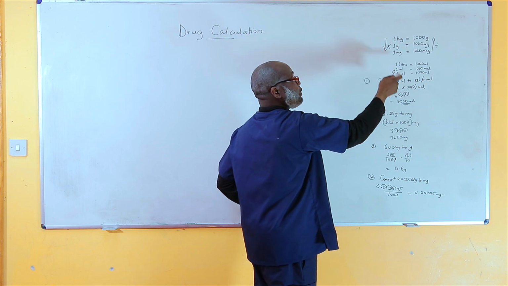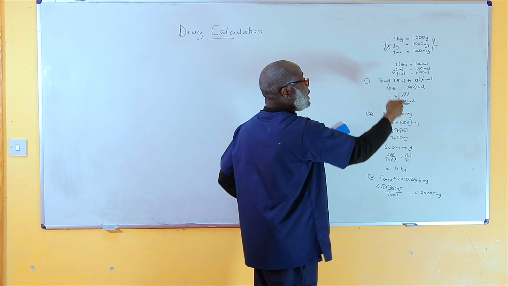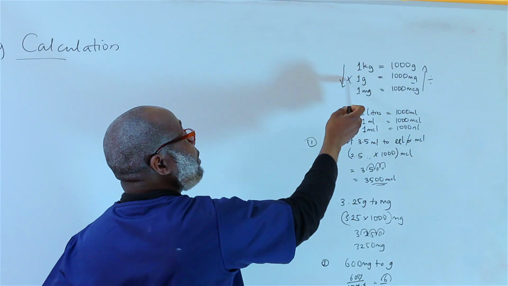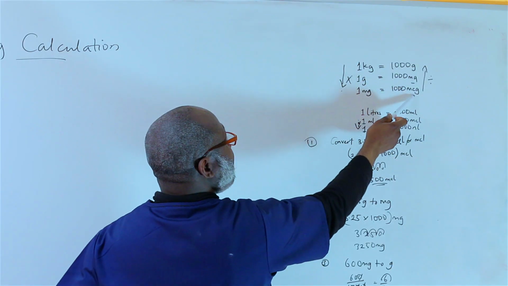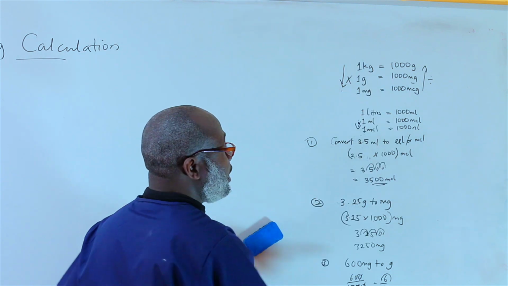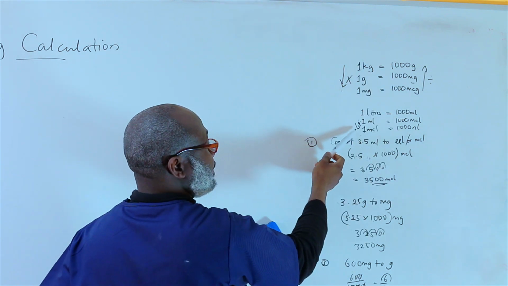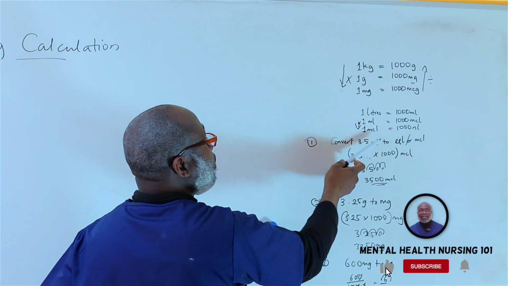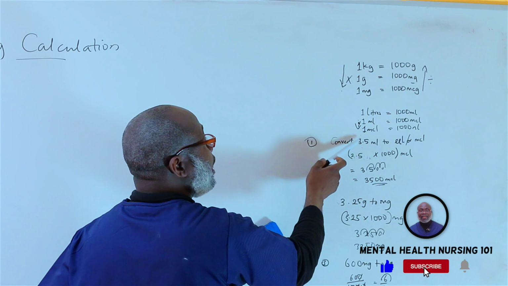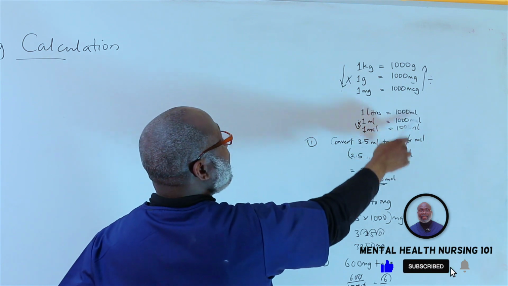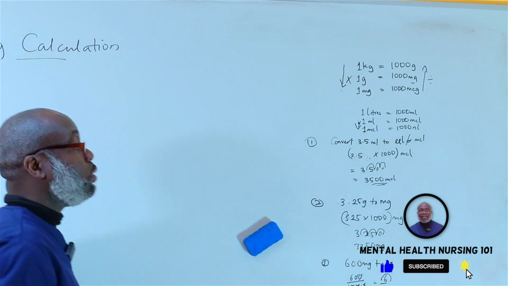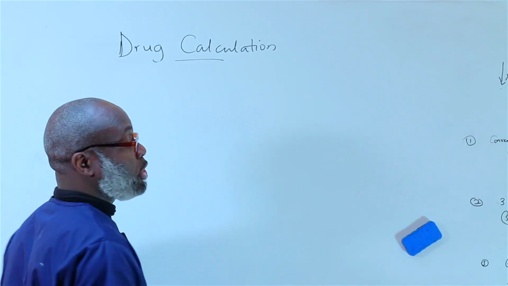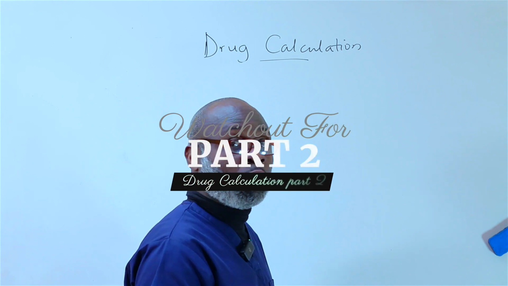To be able to convert from one unit to another unit, it's very easy. When you're going from a higher unit to a lower unit, you multiply. And when you're going from a lower unit to a higher unit, you divide. The same thing as the liters. Basic units of volume, the same thing: liters, milliliters, microliters. Going from the higher to the lower, you multiply; from the lower to the higher, you divide. Now, let's talk about the second one, which is the terminologies used in drug calculation.